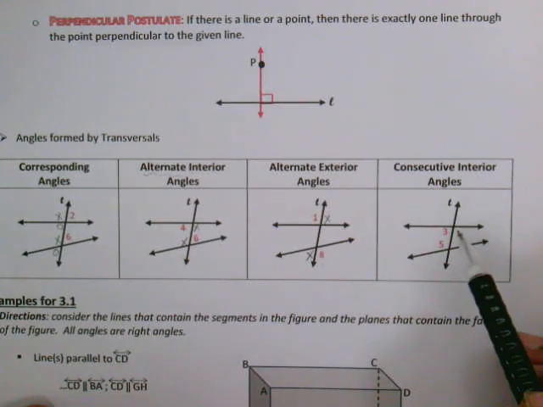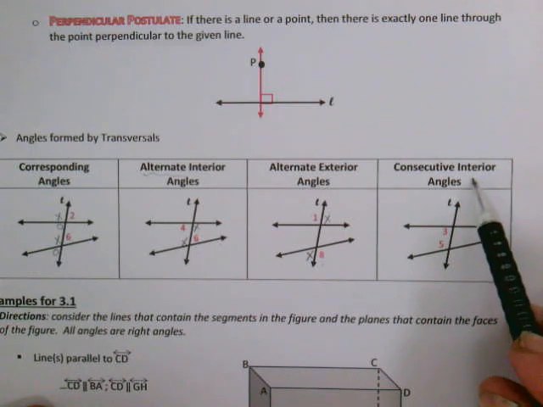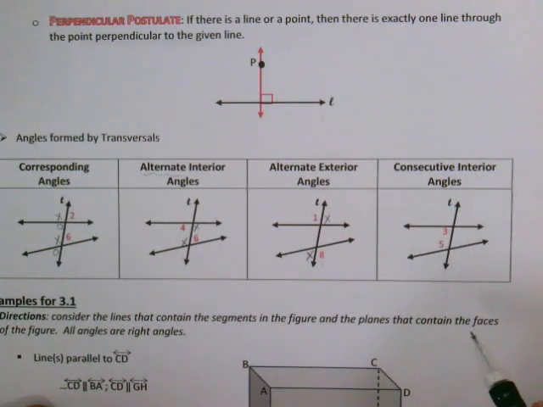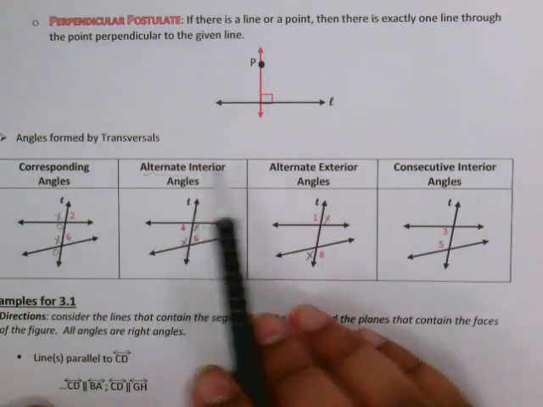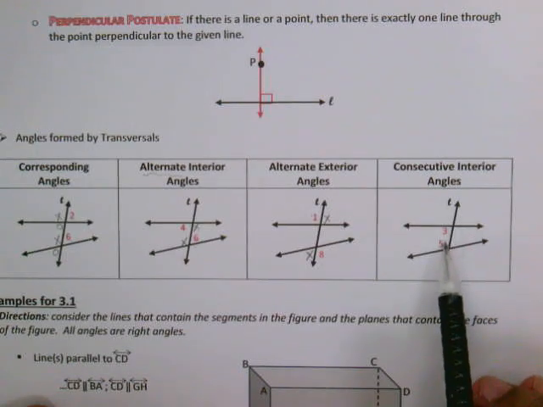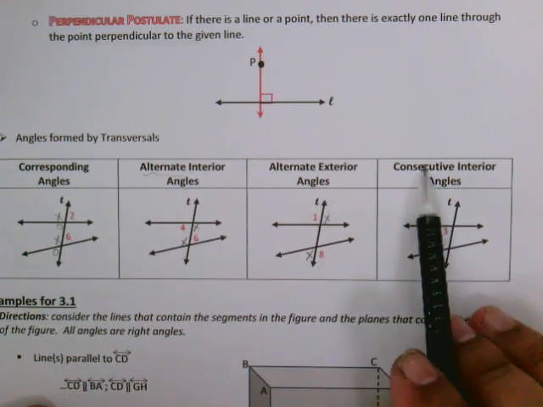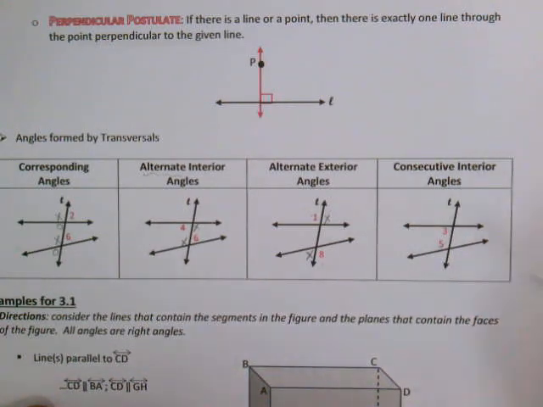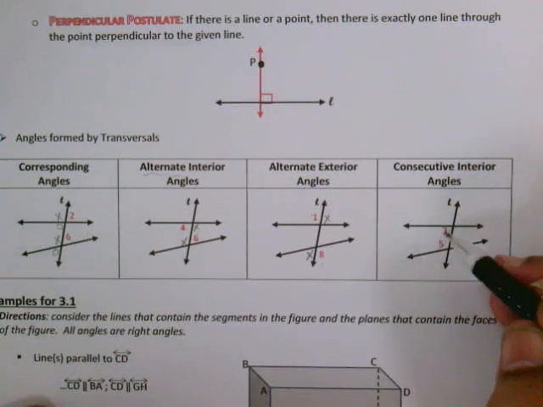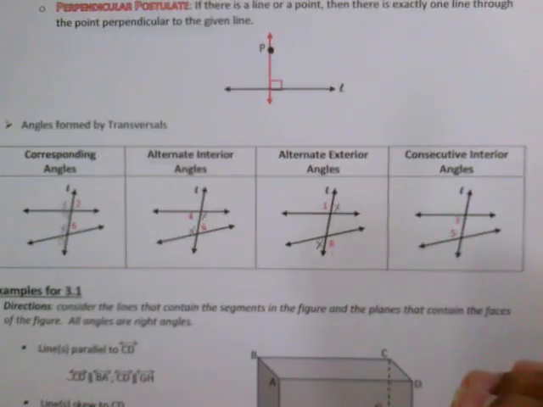Now let's take a look at what happens if they're on the inside, interior, but they are on the same side. Well, they wouldn't be alternate interior, they would instead be consecutive interior. Consecutive meaning right next to each other. So these are two angles that are interior right next to each other. These are called consecutive interior angles.